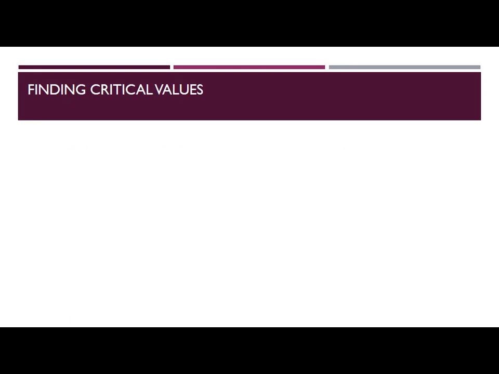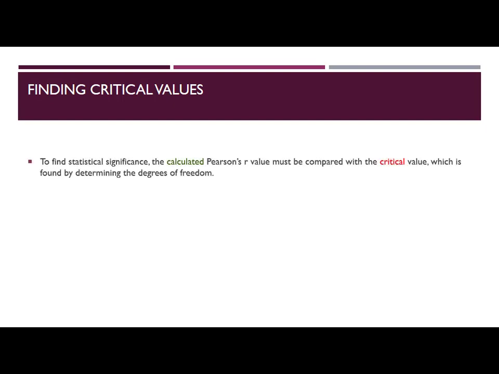Well, we got to find a critical value. We have the calculated value. The calculated value was after we did all the math. Now we got to find this. We need to find a statistical significance, and we do that by comparing the calculated Pearson's R value with a critical value. And how do we find the critical value? Well, we have to determine the degrees of freedom.